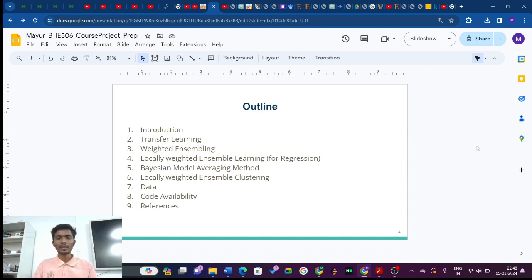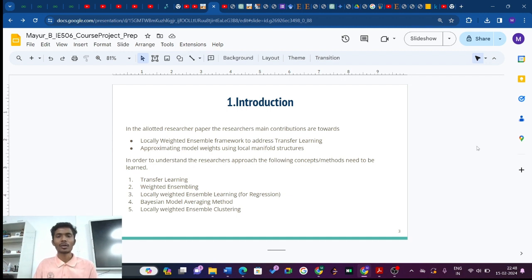So this is the outline. We will start with introduction, followed by transfer learning, then weighted ensembling, and we will end with references. The researchers have mentioned their main contributions as a locally weighted ensemble framework to address transfer learning. And the second main contribution that they have mentioned is approximating model weights using local manifold structures.